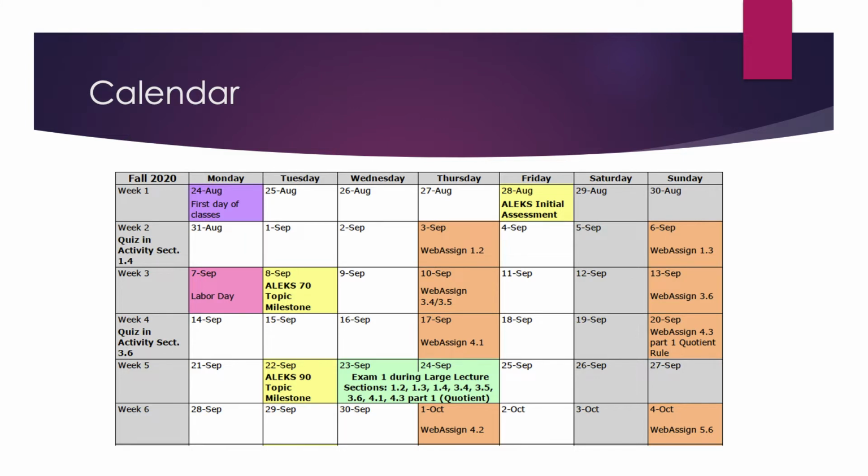And then down in week 5, you can see in green that you'll be taking your exam in large lecture over about 6 or 7 sections. And then the yellow is ALEKS, which we'll talk about in a moment. And of course, the whole calendar is available in your course packet and on Beachboard.